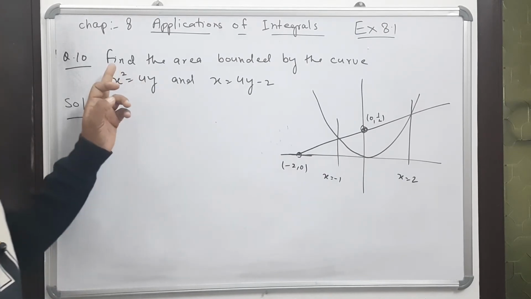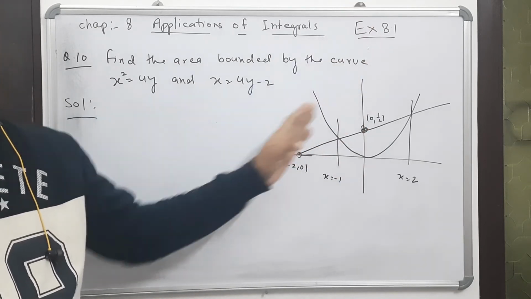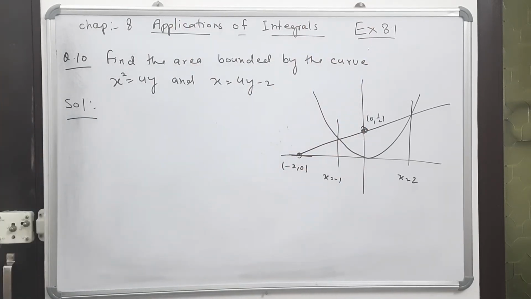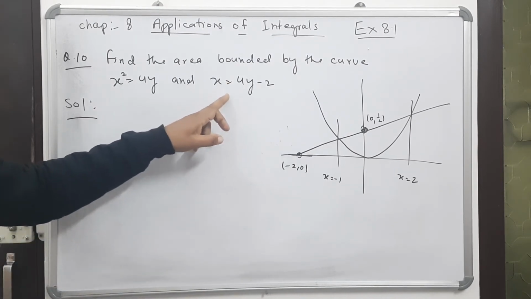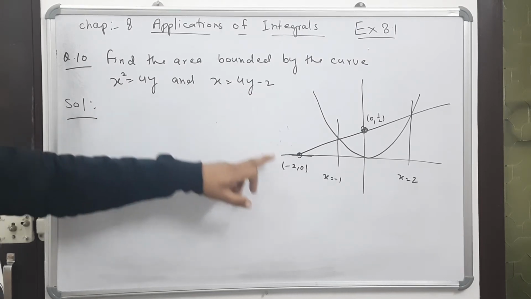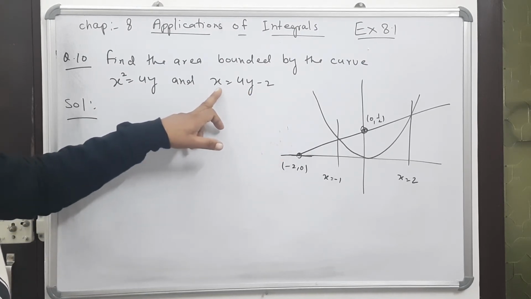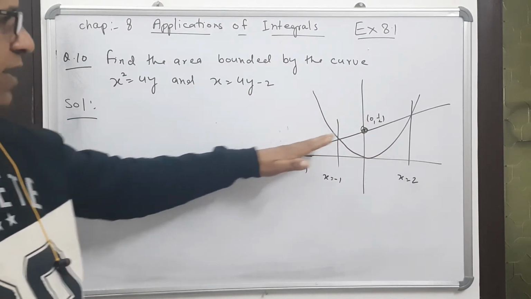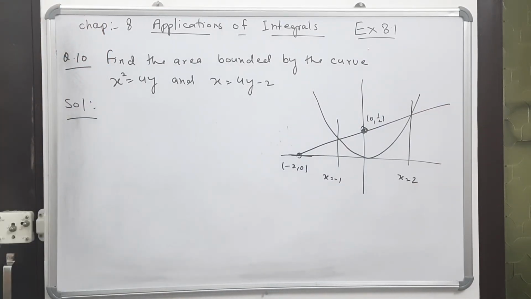Yes, dear students. Find the area bounded by the curve x square equals 4y. X square equals 4y will be a parabola, upward parabola, and x equals 4y minus 2. So first of all, we will draw the graph of this. Now in this, if you put y equals 0, then the value of x will be minus 2. If you put x equals 0, the value of y will be 1 by 2. So that will be the straight line for the line x equals 4y minus 2. The graph part you can manage.